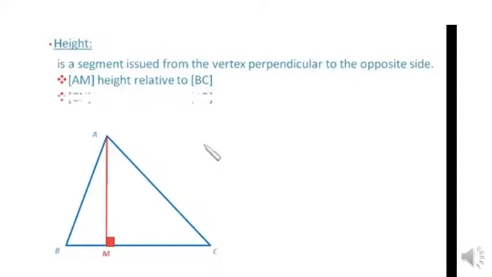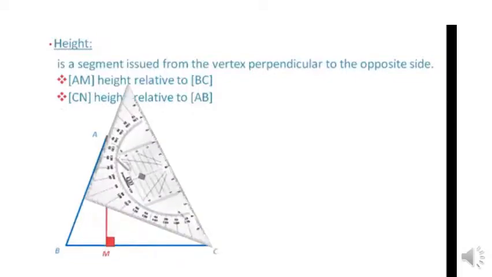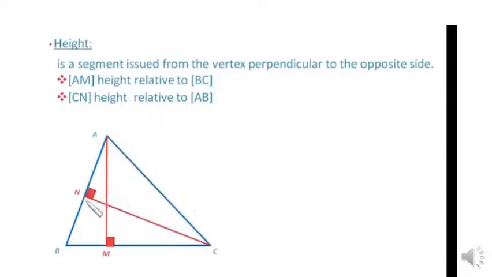Now, let's draw CN, height relative to AB. So, it's issued from C to the opposite side, which is AB. Putting the set square, one side on AB, making a right angle on AB, and the second side must pass through C, making a right angle. So this height is CN, which is passing through C and perpendicular to AB.